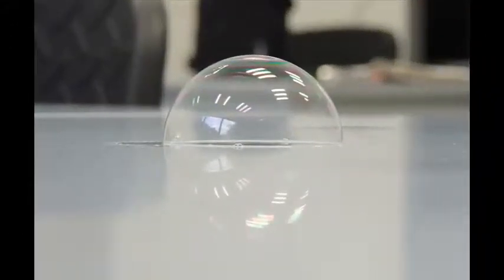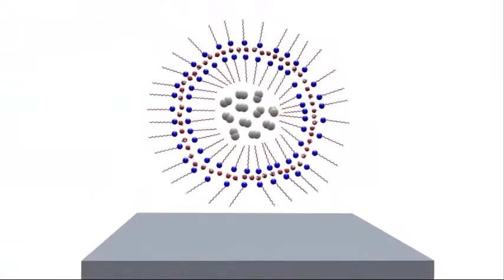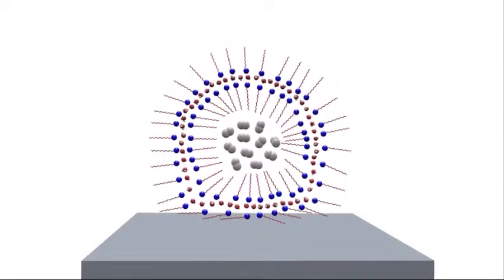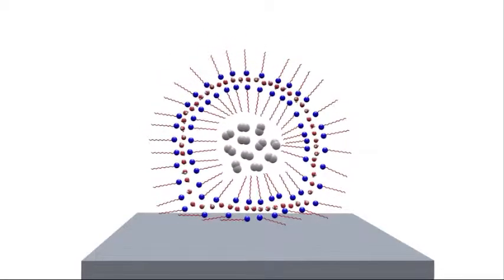But why do some still remain? As the bubbles hit the table, as long as the thin film is sustained, the bubble, though deformed, can still be maintained.